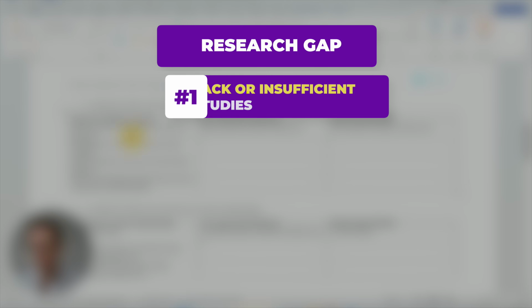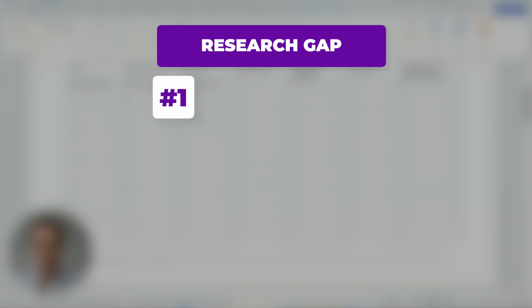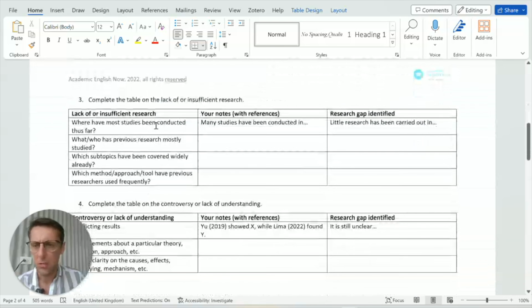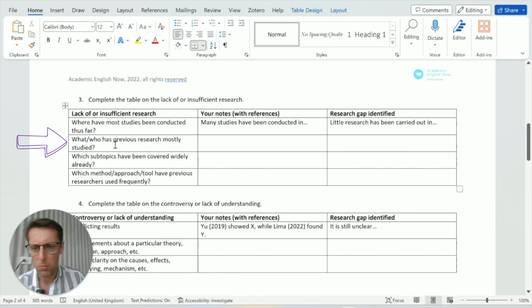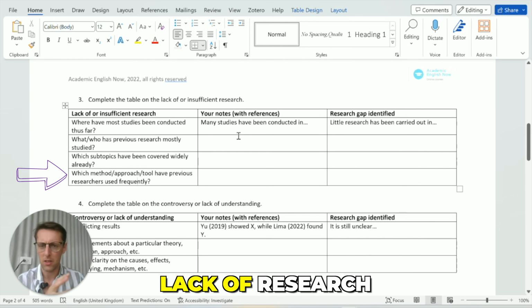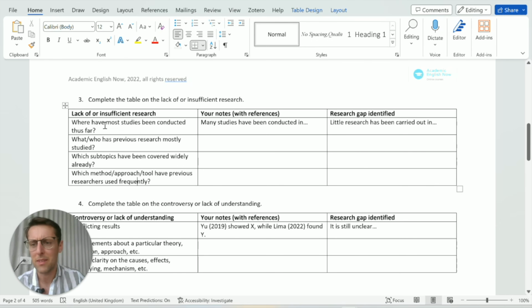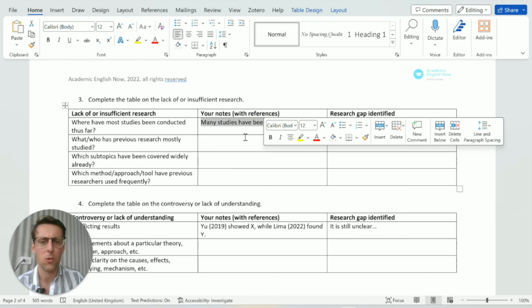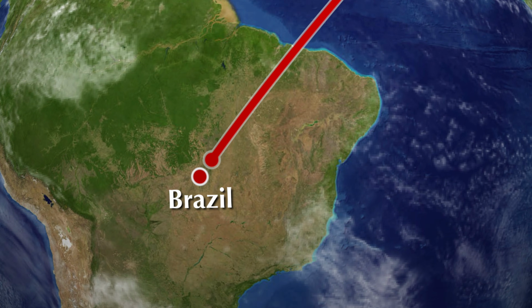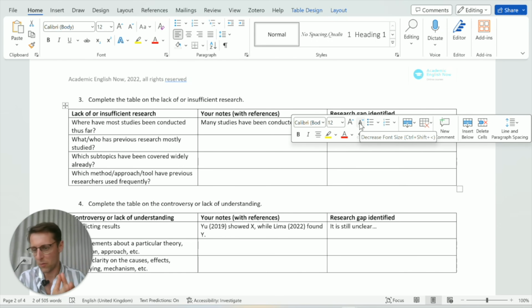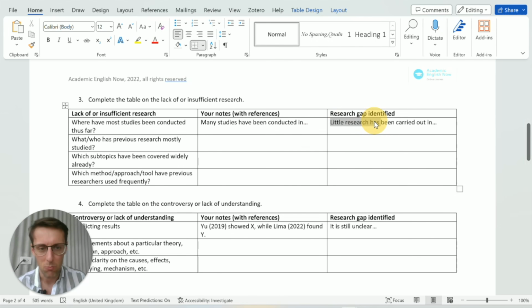For example, lack or insufficient studies. As you've read this literature and taken notes on it, you want to be thinking about questions: where have most studies been conducted? What or who has previous research mostly studied? Which subtopics have they studied? Which methods or tools have they used most frequently? And this will give you an idea for a lack of research. So for example, it might turn out that most studies have been conducted in Europe, and there is nothing, let's say, in Latin America. Therefore, you should probably focus on Latin America, right? You're identifying a research gap like this.